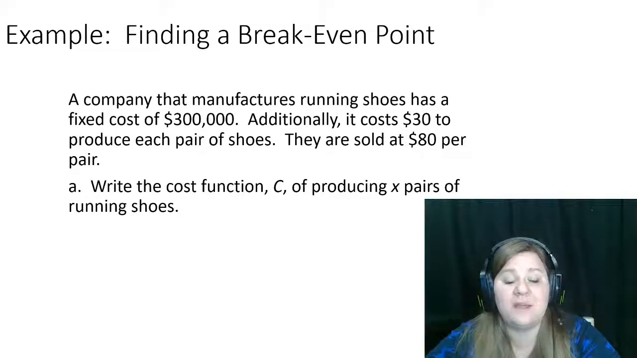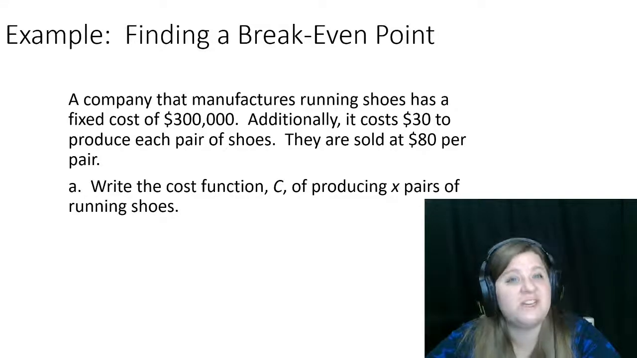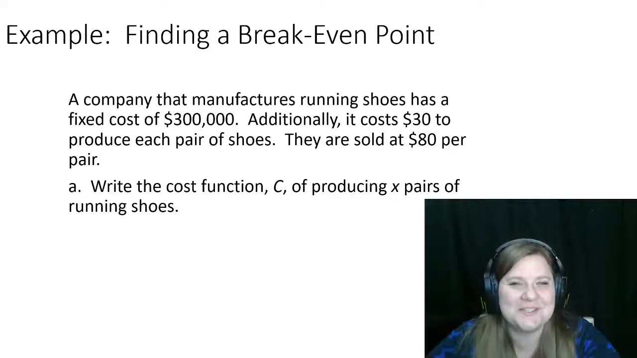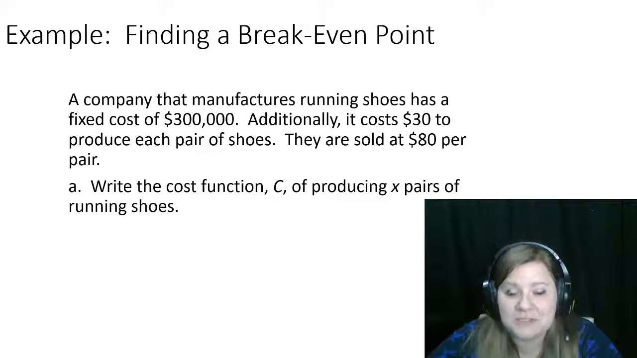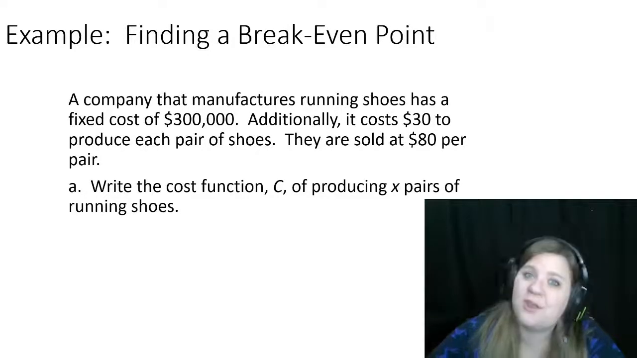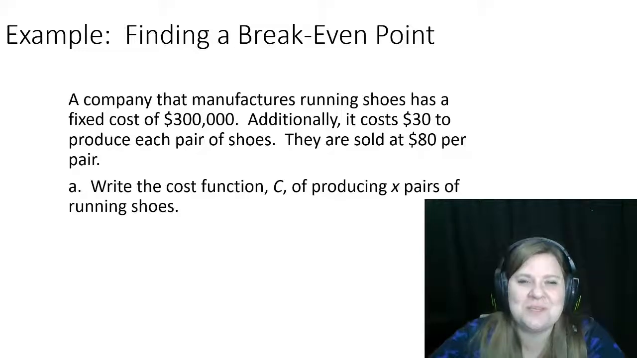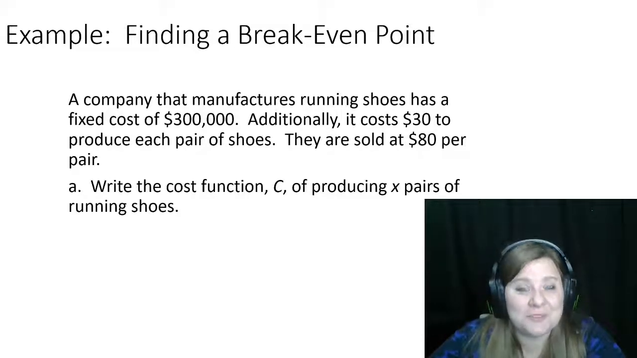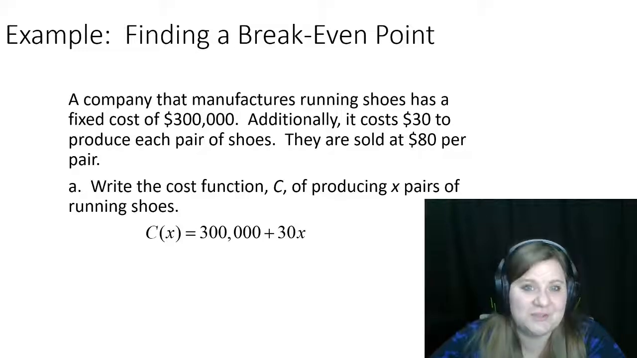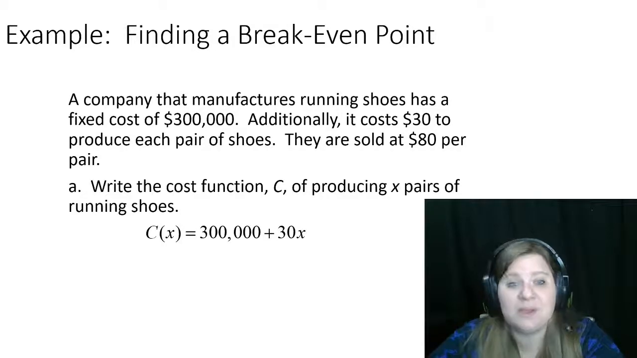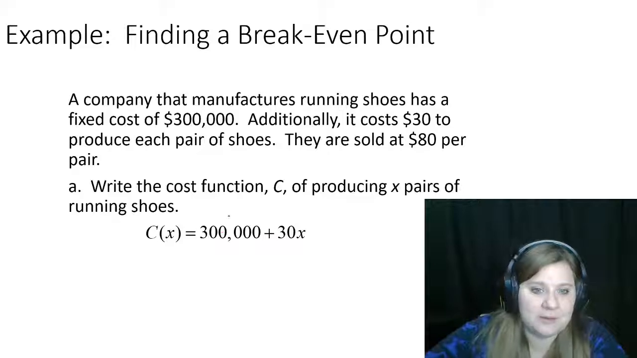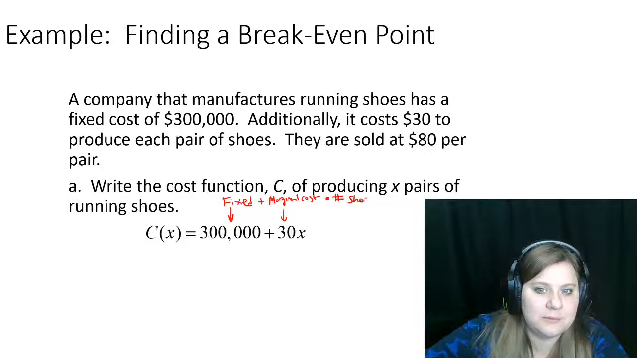So for each pair of shoes, if I make one pair of shoes, that's $30. If I make 2 pairs of shoes, that's $60. 3 pairs is $90. So notice that what you're doing is you're taking 30 and you're multiplying it by the number of shoes. So we can write our cost function to be 300,000, the fixed cost, plus the marginal cost, or the cost per shoe, times the number of shoes.